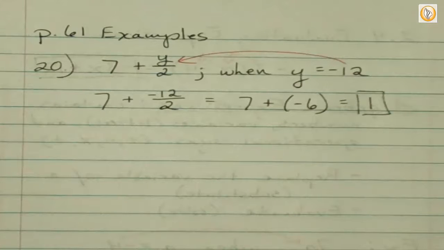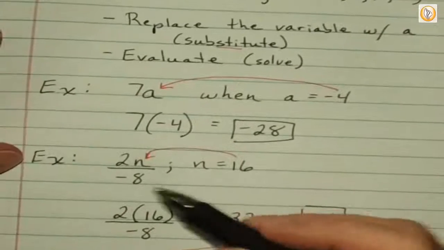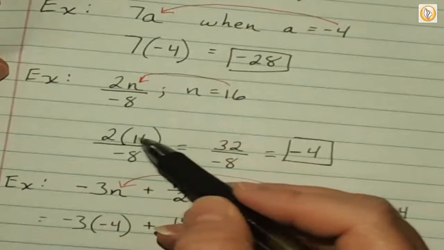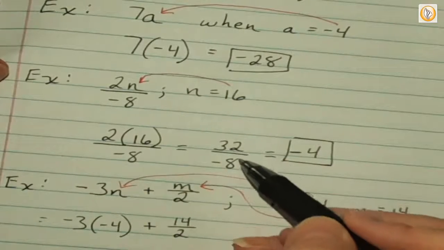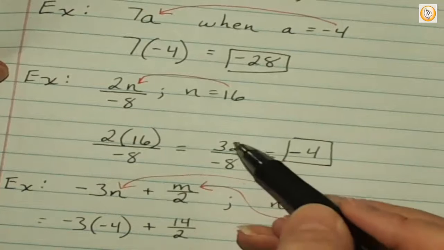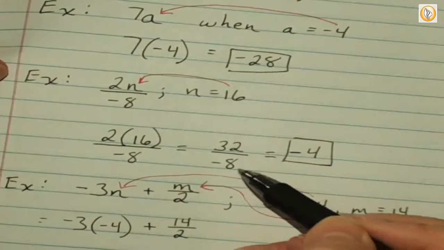I'm confused on how she got... Oh, is the line between the 12 and the 2 division? Yes, ma'am. Exactly. So look right here. See this one? After we multiplied, it looked like this. And then that means division. 32 divided by negative 8.